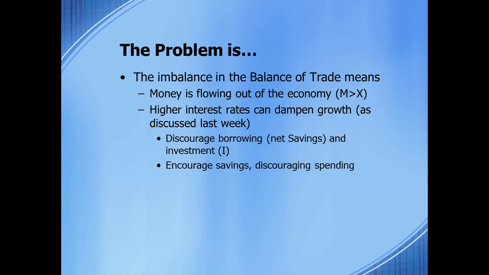Alternatively, it does encourage our savings, but it discourages spending in the economy. So these all contribute to the slowing down of the economy and make it much more difficult to grow. So two reasons why the imbalance of trade causes us problems are, firstly, money is exiting the circular flow, and secondly, the higher interest rates act as a dampener on growth.